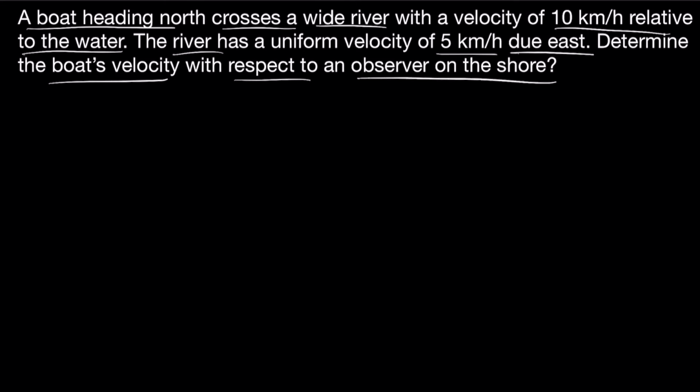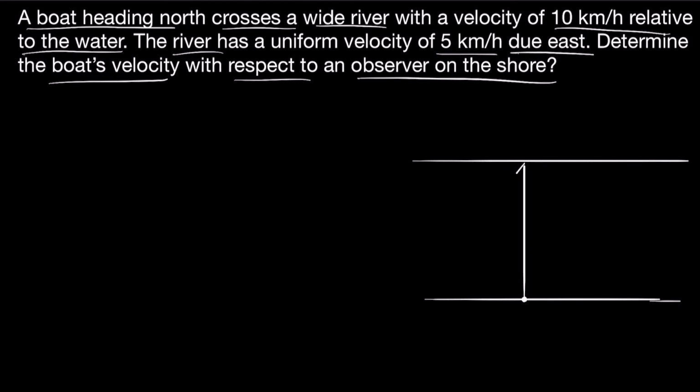So now let's try and visualize this. Let's consider that this is a river, and the river is flowing east. A boat is trying to cross the river, and it's trying to go towards the north. This is the direction in which the boat is trying to go, but the water is traveling with a velocity here.